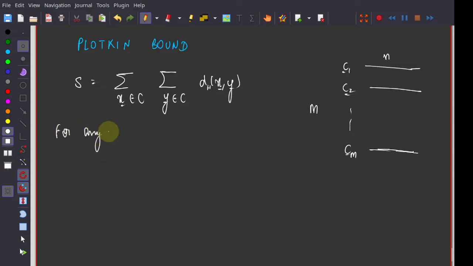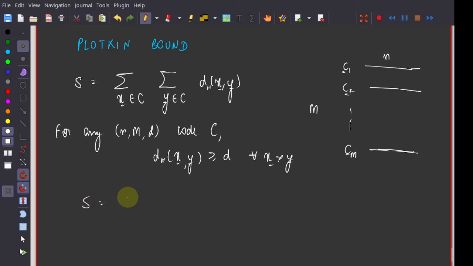So for any N, M, T, I have d_H(x, y) greater than d for all x not equal to y. So S, you can write this as a summation over all x, y. And what is d_H for x equal to y? It is 0. The distance between every code word and itself is equal to 0.